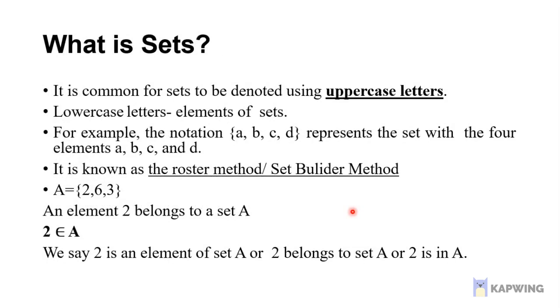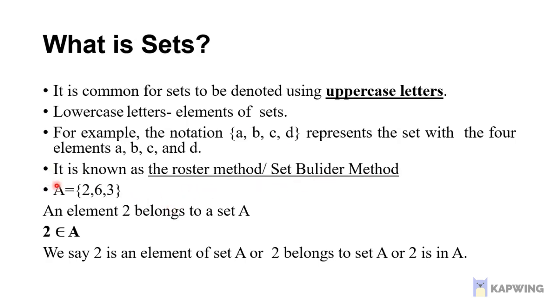As we have taken the example, this capital A, we always denote the set with an upper case letter and the elements in that set with lower case letters. We always write the elements in curly brackets, separated by commas. This is the roster method or set builder method.